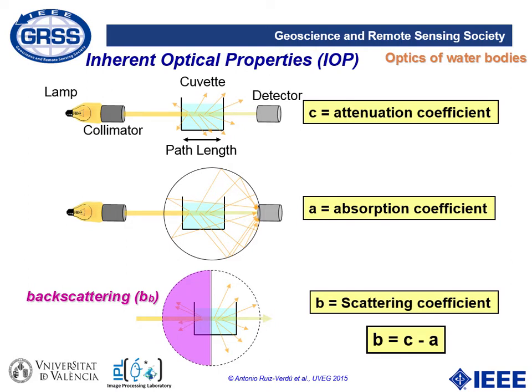coefficient that measures the scattering of light, or the backscattering of light per unit of path length, is called the backscattering coefficient. So here we summarize the different coefficients, which are expressed in inverse meters, because the attenuation, the absorption, the scattering, or the backscattering should be referred to a given path length. And those are the basic optical properties that can be used to characterize a water body.